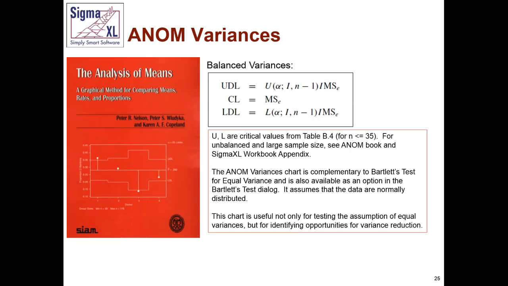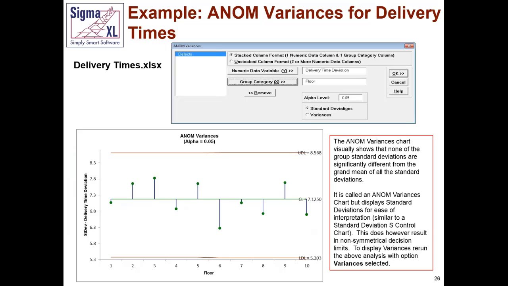And that's something that a Bartlett's test and a Levene's test don't necessarily make it really clear. It tells you there's something going on, but it's not really obvious what is going on. And so, much like the relationship between the Anova and the Anom, here the Anom variances chart is a complement to Bartlett and Levene's test. Bartlett's test is used when the data are normal, and Levene's is used when the data are non-normal. So we have the two types of Anom charts.